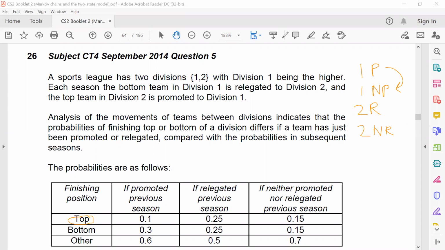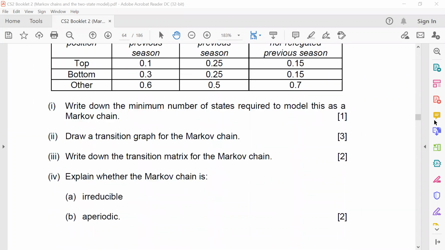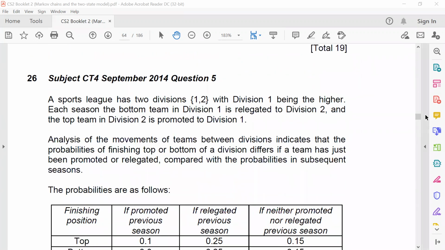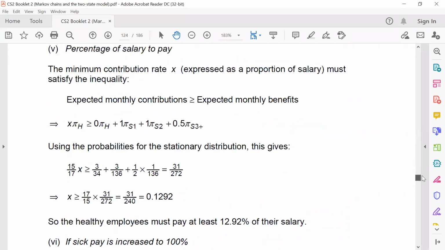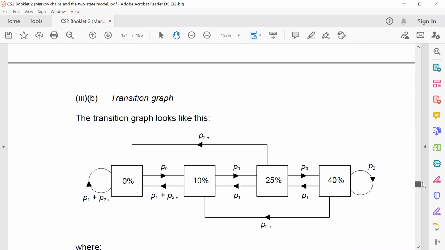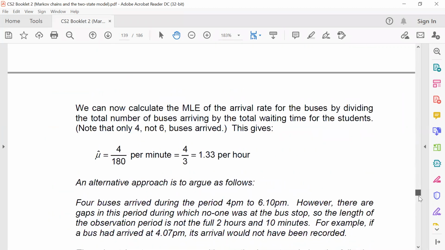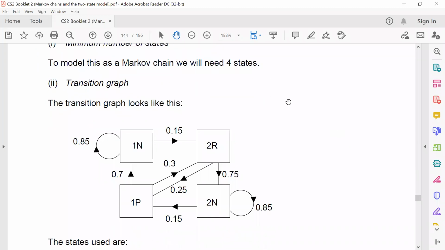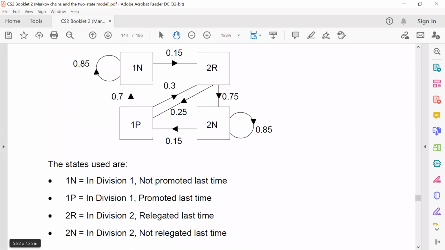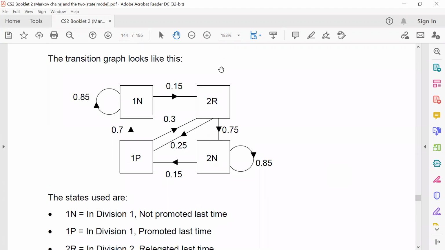Yes, ma'am. Okay, let me just check this first, because I think this is what it should be, because if this turns out to be something else, yeah, 4 states. Okay, yeah, exactly. So for them, it doesn't matter if they both have N, because this means not promoted and this means not relegated. Just give me a minute.